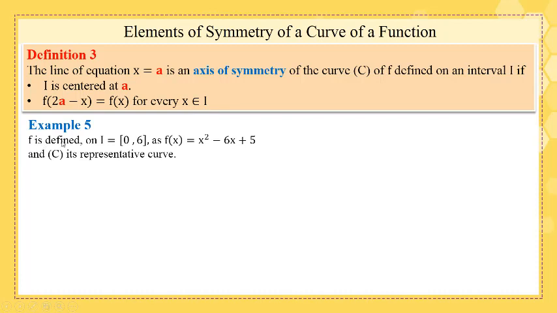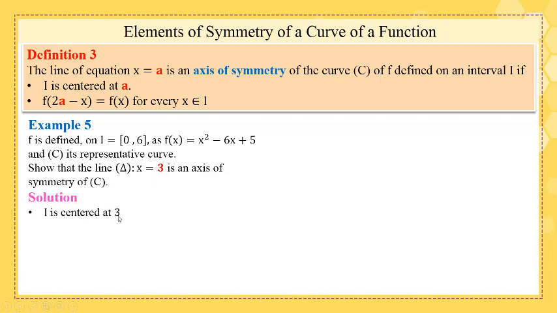Example. F is defined on I equals 0, 6 by the following expression. Show that the line delta of equation x equals 3 is an axis of symmetry of C. Here a equals 3. Is 0, 6 centered at 3? Yes, 0, 6 is centered at 3, since 0 plus 6 over 2 equals 3.